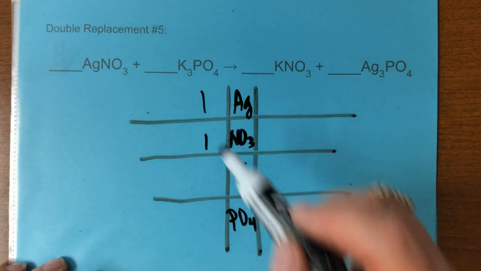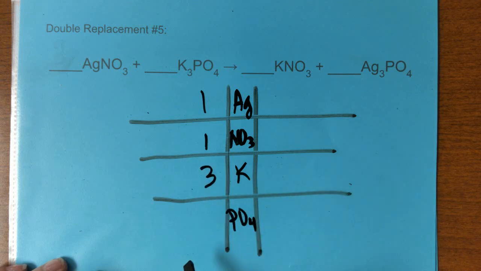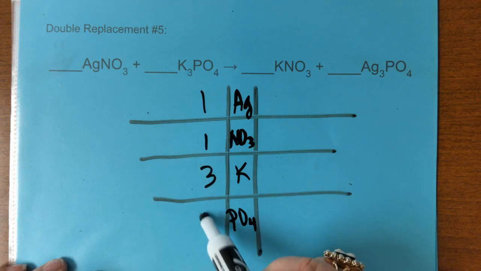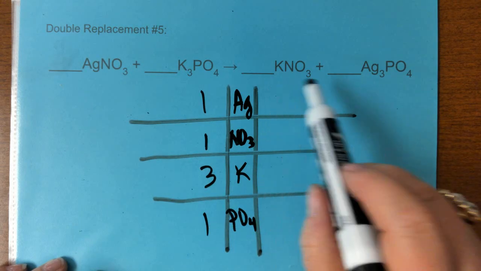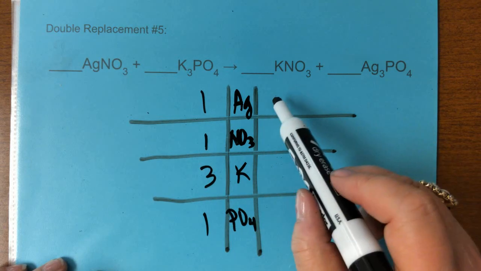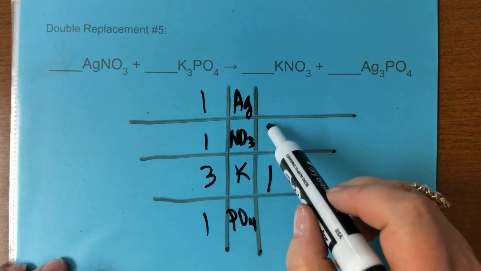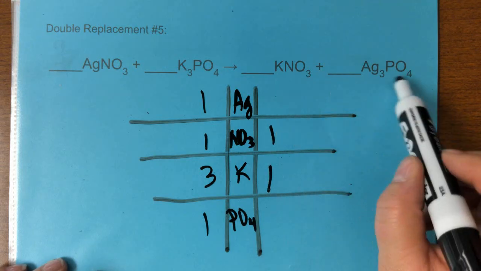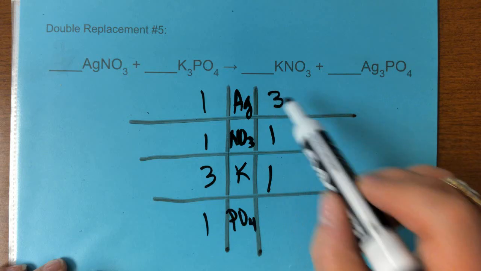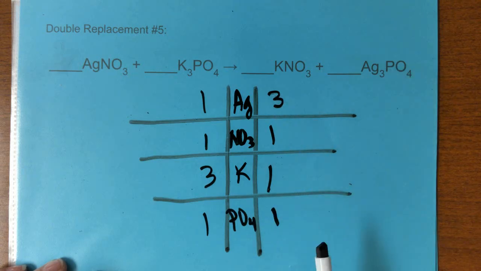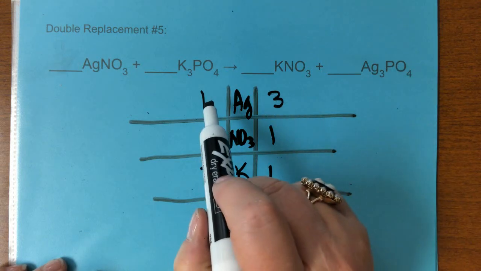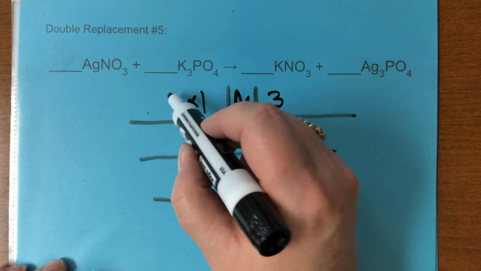I've got 1, 1, 3 potassium. PO4 is one whole thing. It's not in parentheses, so I only have 1 of them. In fact, none of these are in parentheses. So I have 1 potassium, 1 nitrate, 3 silver. That 3 only applies to the silver, and 1 phosphate. So I need to multiply this side by 3.